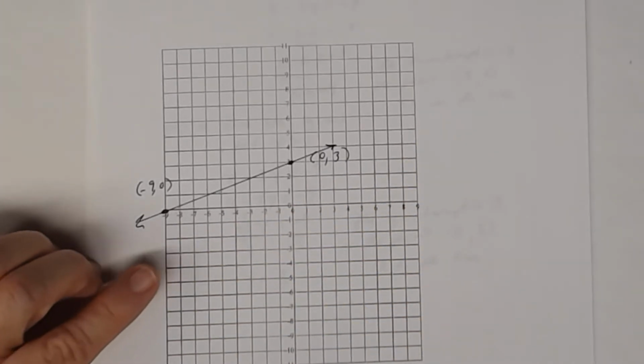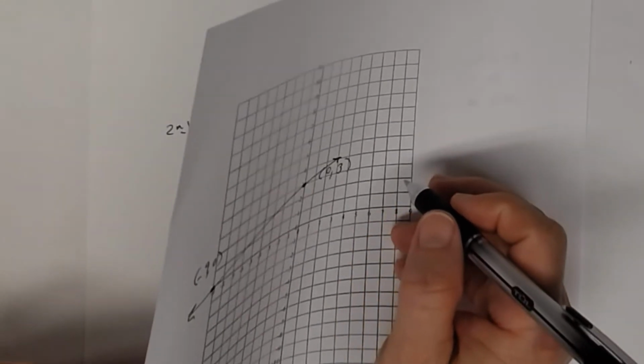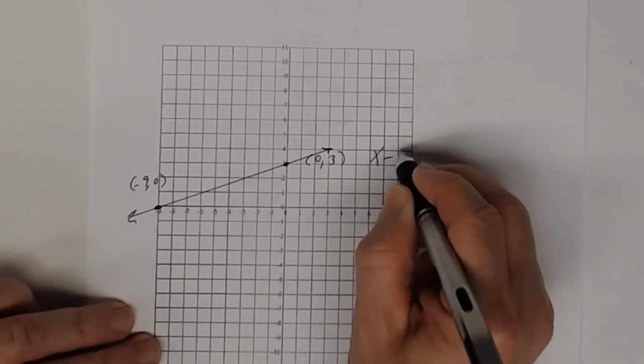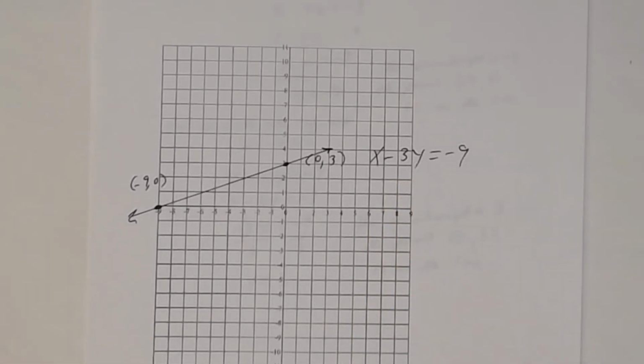So that is the graph of the equation, and the equation is x minus 3y equals negative 9. So not difficult, right? A fairly simple process. Not difficult at all. Okay, let's look at number 3. So number 3, we have this for number 3.